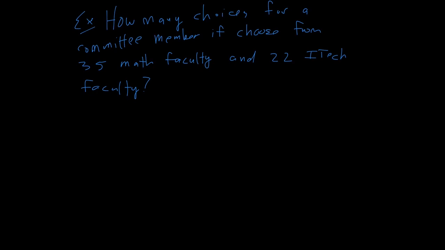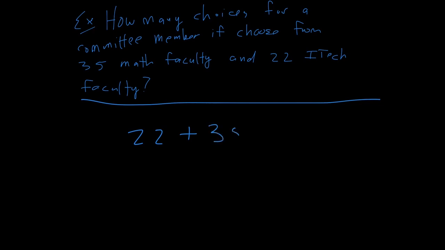How many choices are there for the committee member if there are 35 math faculty and there are 22 iTech faculty? Well, you're only choosing one person to be on the committee. So the number of choices you have are 22 people from the iTech committee plus 35 people from the math committee, which gives you 57. So the dean, or whoever it is, makes the choice for a committee member from math or iTech to be on the committee. The dean has 57 different choices for the person to be on that committee.